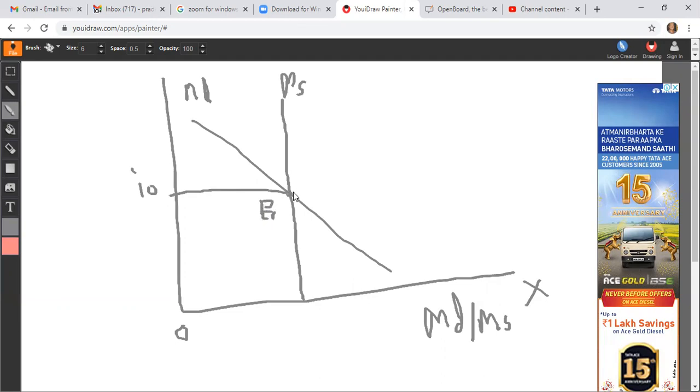E0. So here we have the equilibrium between demand for money and supply of money. So this is a point of equilibrium. Okay, this is a money market equilibrium. This is the equilibrium demand for money and supply of money. Equilibrium quantity of demand for money and supply of money.